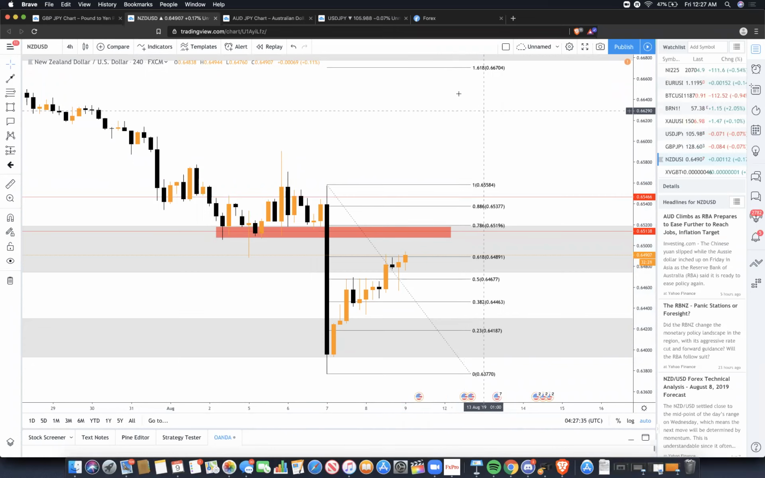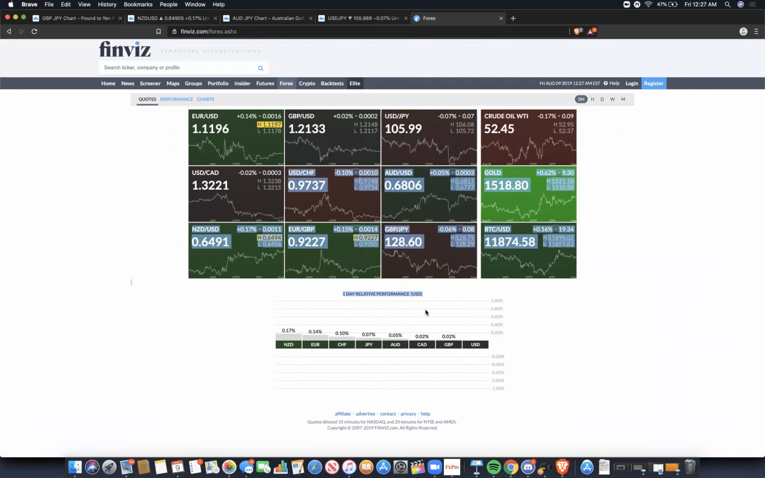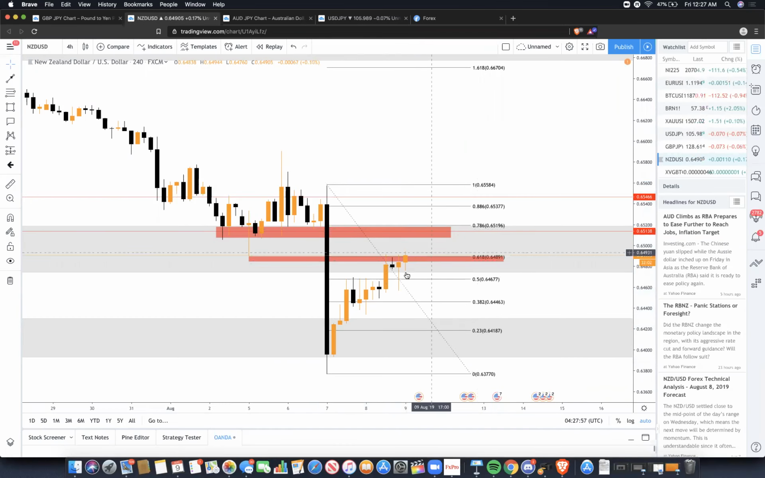What happens? If I look at it right now, look how many times the market has been struggling to break the 61.8. The market fails to break this and close above, and then I go and look at Finviz and I see that NZD is now losing strength and the dollar is gaining strength. Then now I know that maybe my sell is in play because we have somewhat of a retest of some zone here.